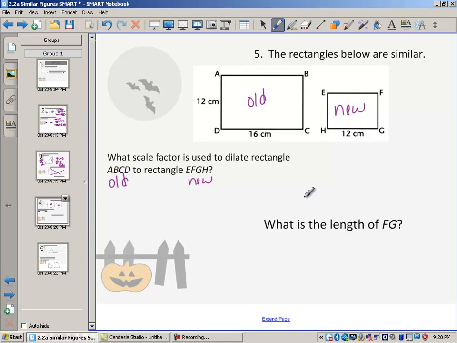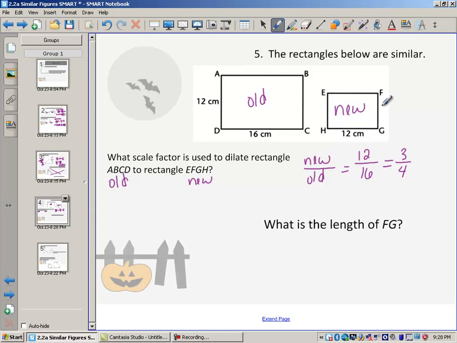So number 1, we're going to find the scale factor, which is new over old. The only side of the new one we know is the 12, and the side that corresponds to that in the old one is the 16. And if you simplify that fraction, you come up with 3/4. So my scale factor is 3/4.